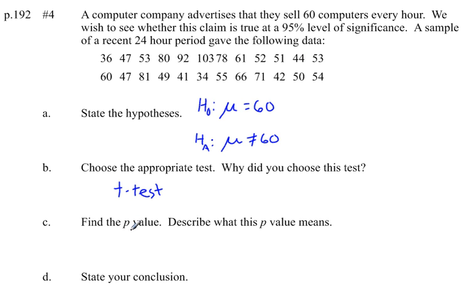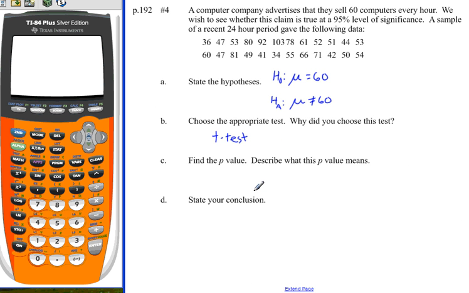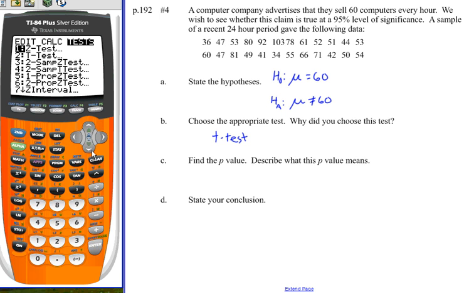Okay, next step is to find the p-value. To do this, we could use a formula, or we could pull out our calculators, which I'm going to do, and let it do most of the work for us. So I'm going to press my stat key, go over to tests, and choose t-test.